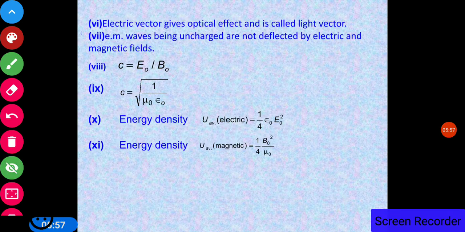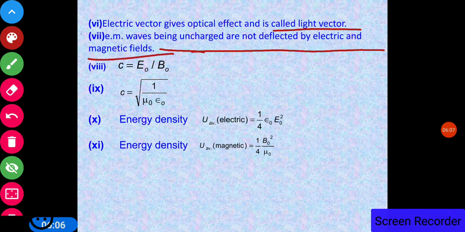The electric vector gives the optical effect and is called the light vector, and the magnetic vector, being uncharged, is not deflected by the electric and the magnetic field. The velocity of light is equal to the ratio of the maximum value of the electric field vector to the maximum value of the magnetic field vector, E naught upon B naught. C is also equal to under root 1 upon mu naught epsilon naught.